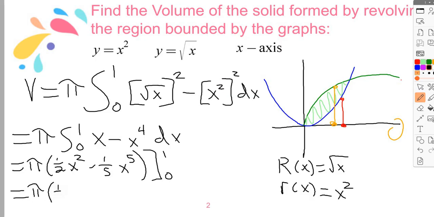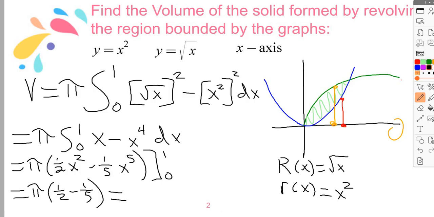So notice if I plug in 1, I just get 1/2 minus 1/5. If I plug in 0, what are we going to get? Just 0. Okay? And then for response questions, we would just leave it there. Multiple choice question, we would need to condense them. So how would we add or subtract those together? Find a common denominator.